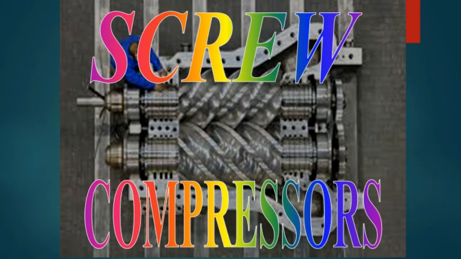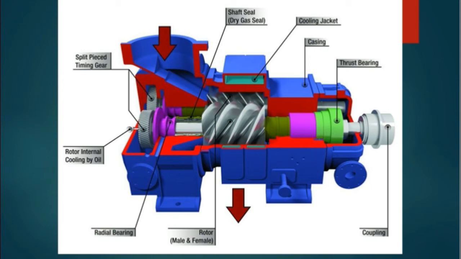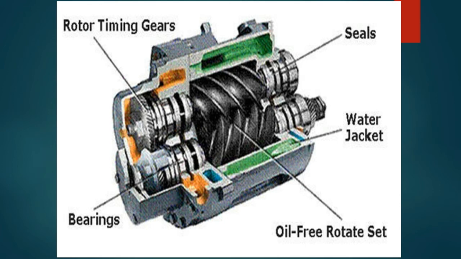Screw compressor. Okay, this diagram shows the important parts of a screw compressor. There are nine of them: split piece timing gear, rotor internal cooling by oil, radial bearing, rotor male and female, coupling, thrust bearing, casing, cooling jacket, and shaft seal. Okay, these are more parts of a screw compressor: rotor, timing gears, seals, water jacket, oil feed, rotor set, and bearings.